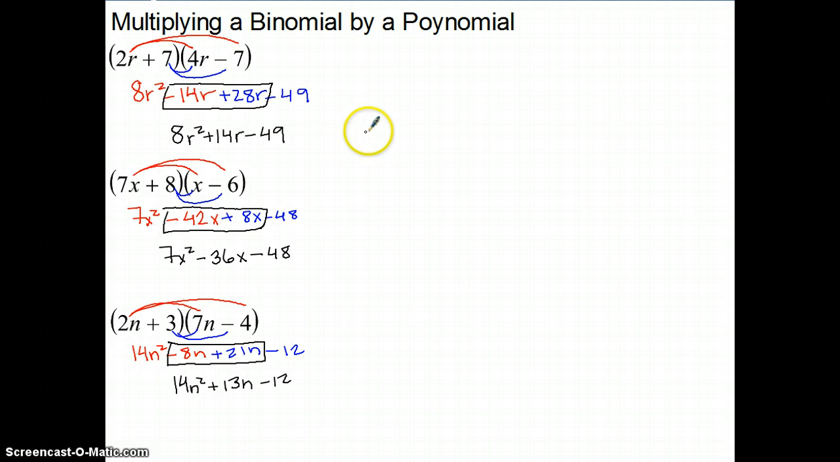From your first, you should have had 8r squared plus 14r minus 49. Second, 7x squared minus 36x minus 48. And third, 14n squared plus 13n minus 12.